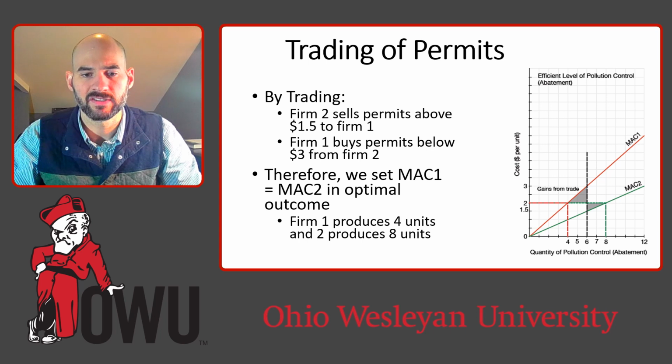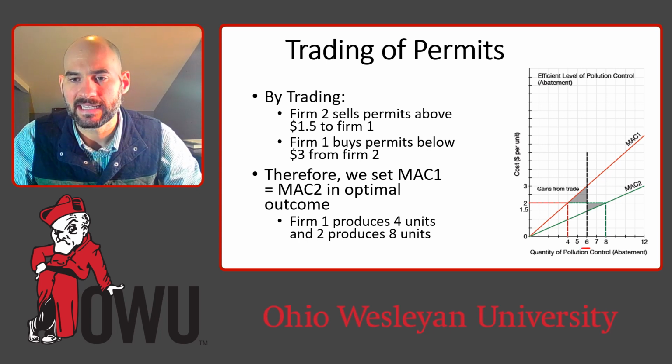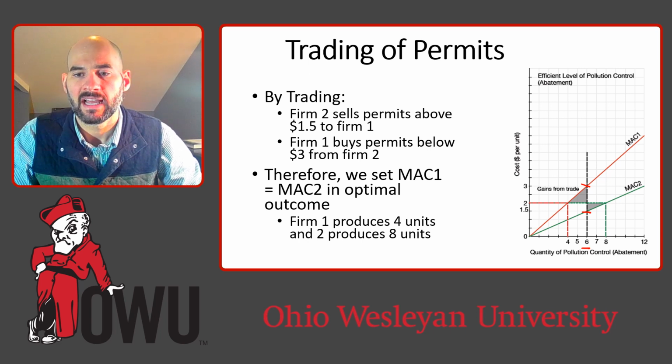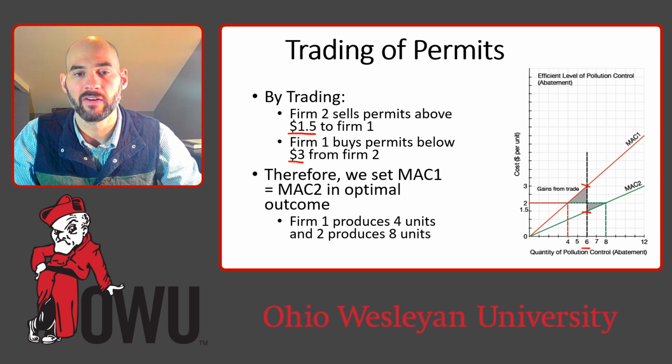So from start to finish, looking at the initial point of both firms with 6 permits and an abatement cost of $1.50 on the margin for firm 2, an abatement cost of $3 on the margin for firm 1, if they exchange 2 permits for a price between $1.50 and $3, then we know by the second equimarginal principle that we're going to have an efficient reduction of pollution.